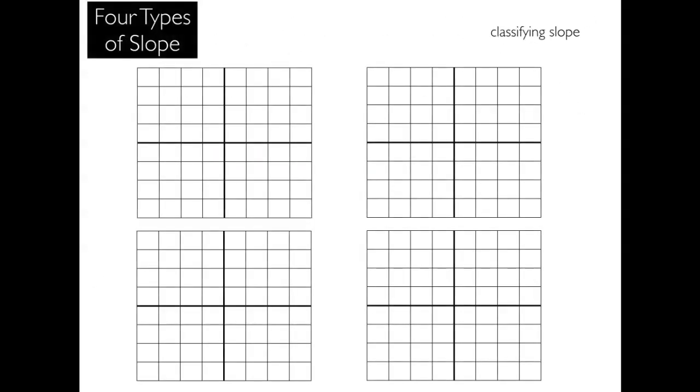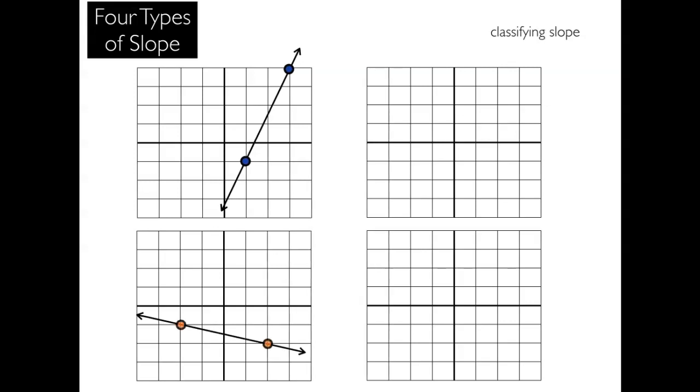There are 4 types of slope. The first type is a positive slope. You can tell by looking at the line, if you're reading it from left to right and it's going uphill, that results in a positive slope. In other words, the rise and run are both positive numbers.